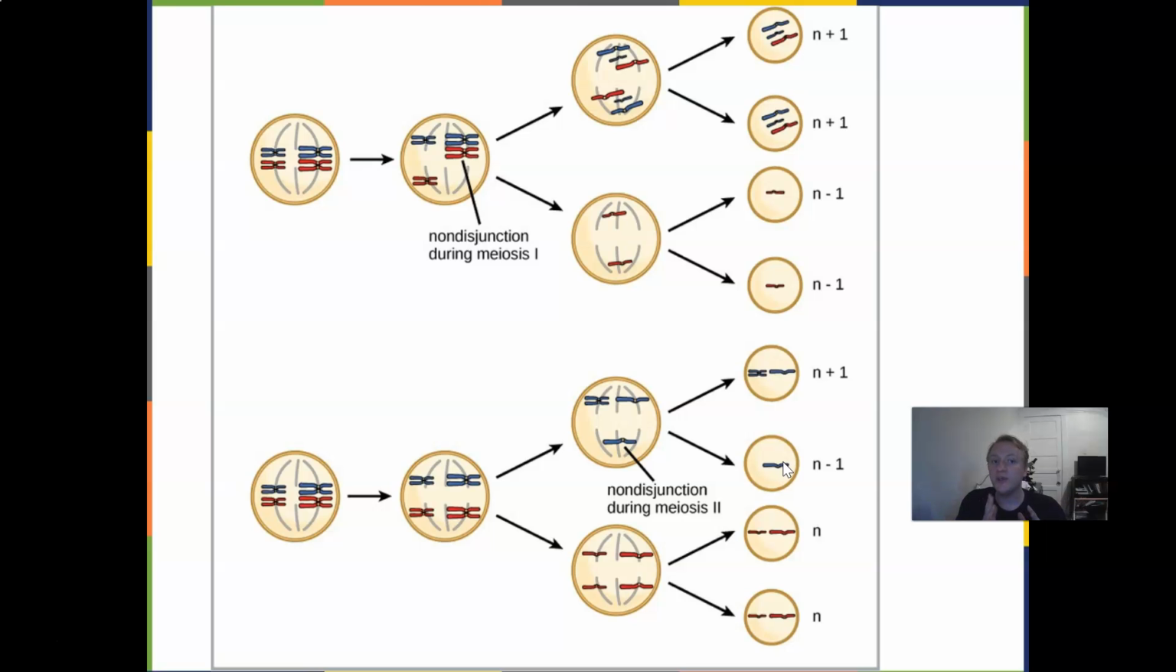Okay, so what you should be getting from this is non-disjunction is a failure of either homologous chromosomes, as in meiosis 1, or sister chromatids, as in meiosis 2, to separate when we're making gametes. You should also know that the earlier the non-disjunction happens, kind of the worse it is. Because up here, all of these gametes that we generated have the wrong number of chromosomes. Down here, only 2 of them have the wrong number of chromosomes. So the earlier the error, the worse off the process is.